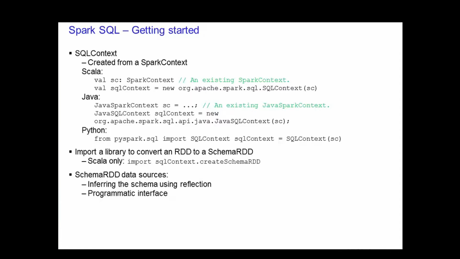So how do these schema RDDs get created? There are two ways you can do this. The first method uses reflection to infer the schema of the RDD. This leads to a more concise code and works well when you already know the schema while writing your Spark application. The second method uses a programmatic interface to construct a schema and then apply that to an existing RDD. This method gives you more control when you don't know the schema of the RDD until runtime. The next two slides will cover these two schemas in more detail.